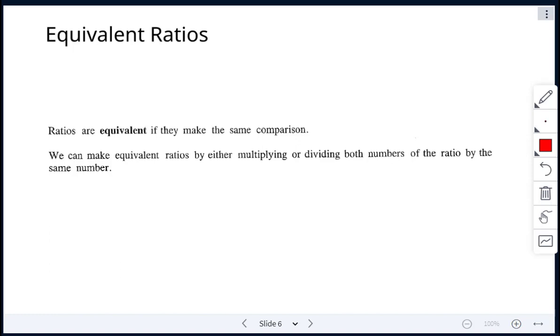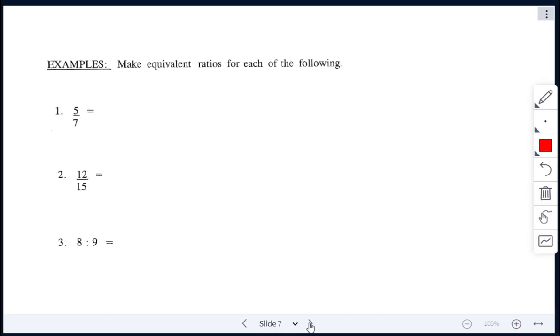Ratios are equivalent if they make the same comparison. So you can make equivalent ratios by either multiplying or dividing both numbers of the ratio by the same number. So just similarly to what we were doing when we were looking at equivalent fractions. All right, no difference. All right, so here we have 2 fractions. Here we have it written as a ratio method. All right, we just have to make equivalent ratios for each of the following.